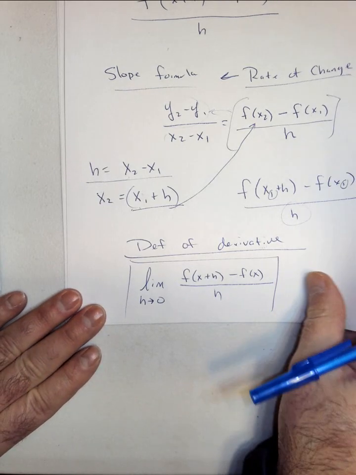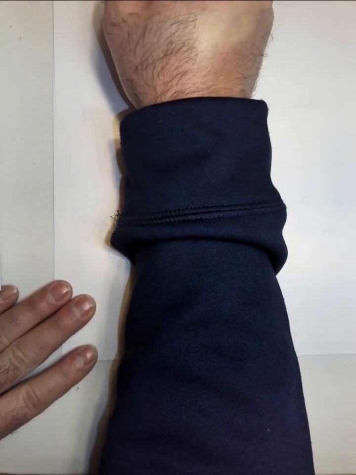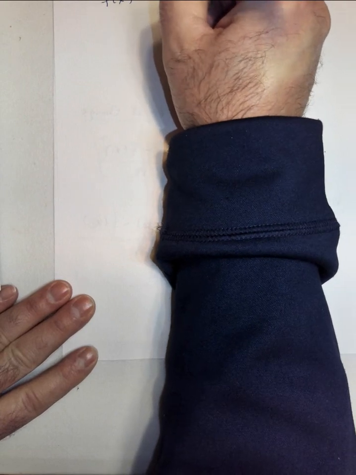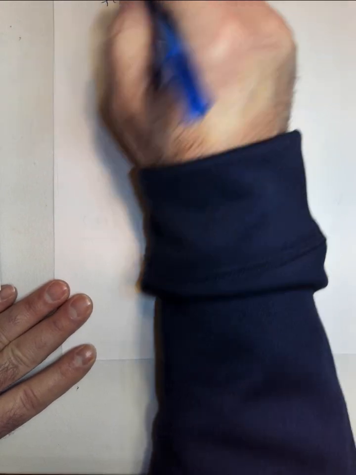So that being said, let's say f of x is the square root of x plus 5.